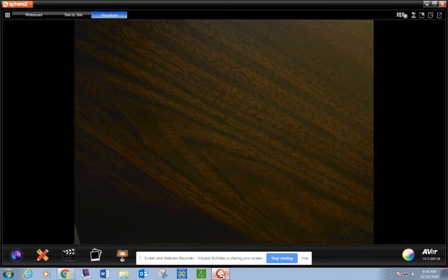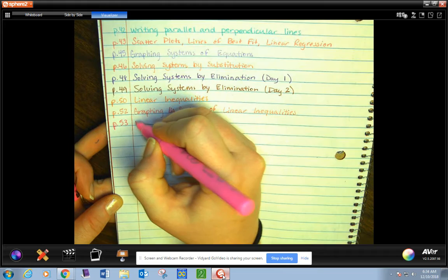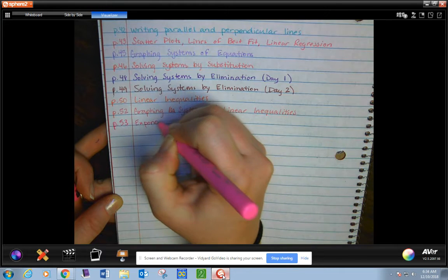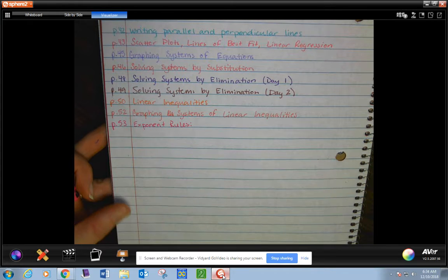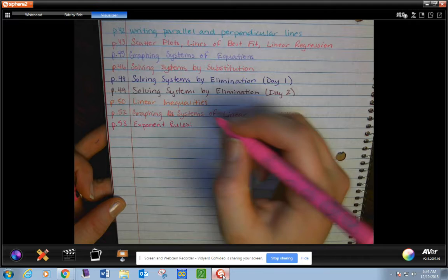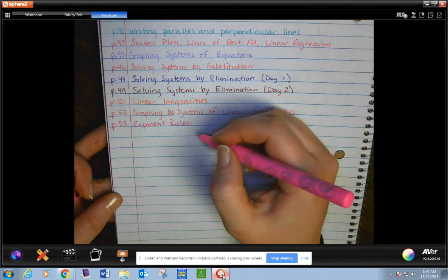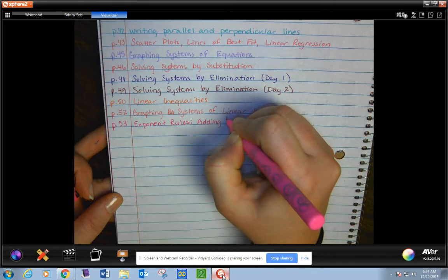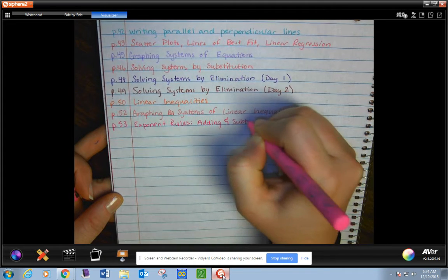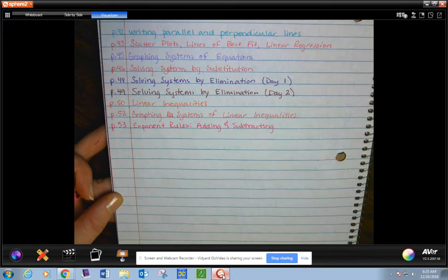Hey guys, okay, if you will, in your table of contents, and I am on page 53, we're going to start our exponent rules. And a lot of these are going to have the same title, except we're going to just talk about which rule we're talking about each day. So for our first day of exponent rules, we're going to be talking about adding and subtracting. Okay, so that's your table of contents.